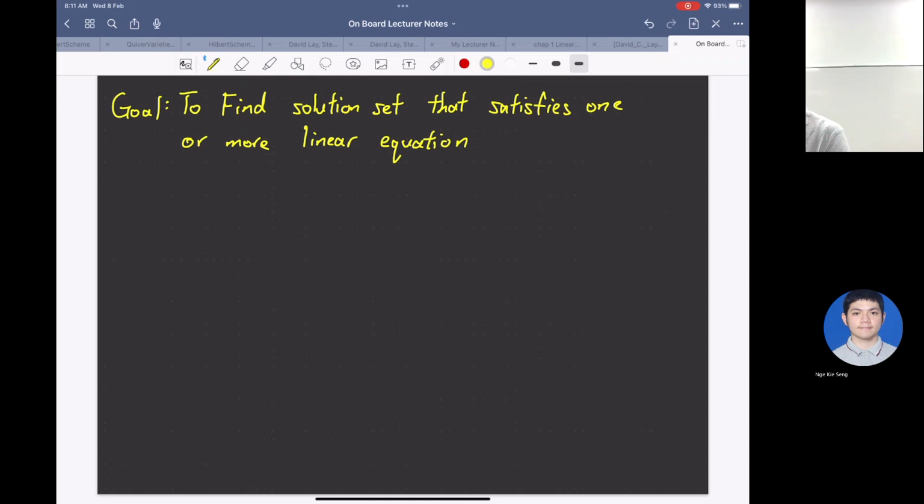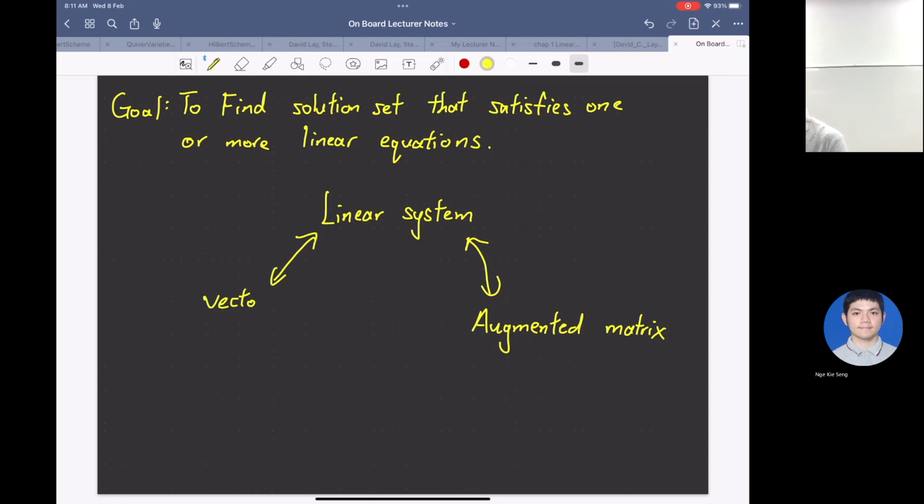But in linear algebra, what we do, yesterday, is we have a linear system of equations, or I just call it a linear system. And then we can transform it into an augmented matrix. And we can also transform it into a vector equation, so that we can have this triangle here.